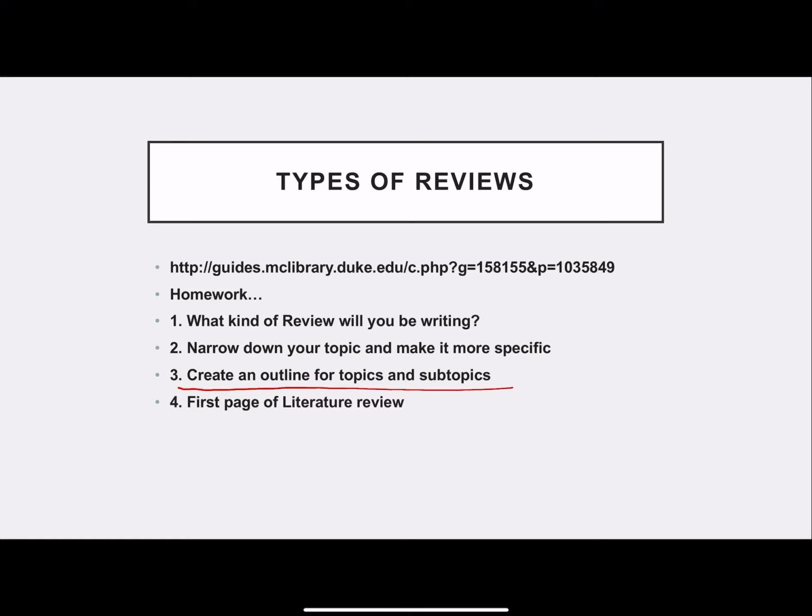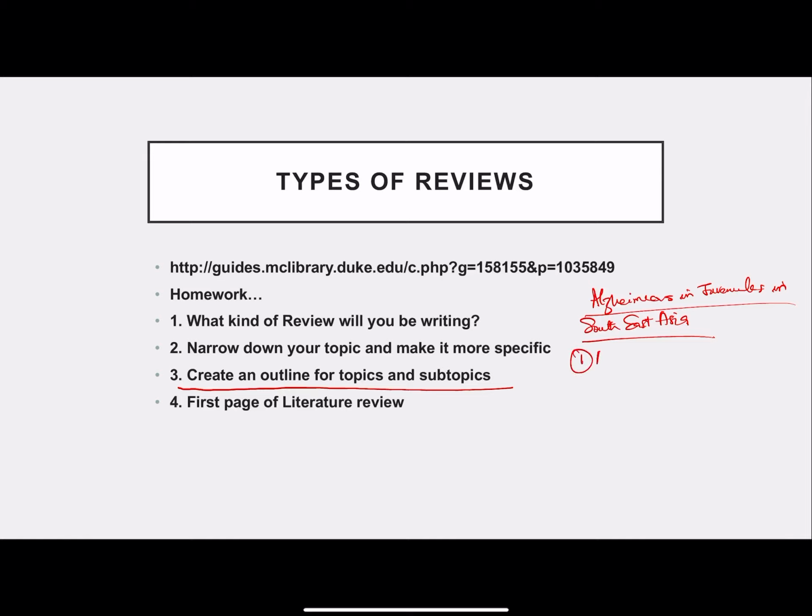When you're writing your literature review, you need to break it down. Let's say your topic is Alzheimer's in juveniles in Southeast Asia. This is a good topic. It's a little short, but it's a good topic. But you need to lead us into this topic.